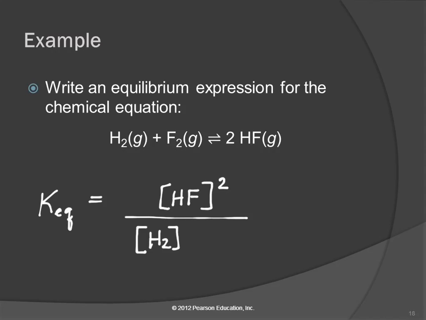And then that's going to be multiplied by what else? F2 in brackets. This is the other reactant, and this one also has an implied 1 as the coefficient, and so it would have an implied 1 as the exponent. And that's the equilibrium expression. Any questions?